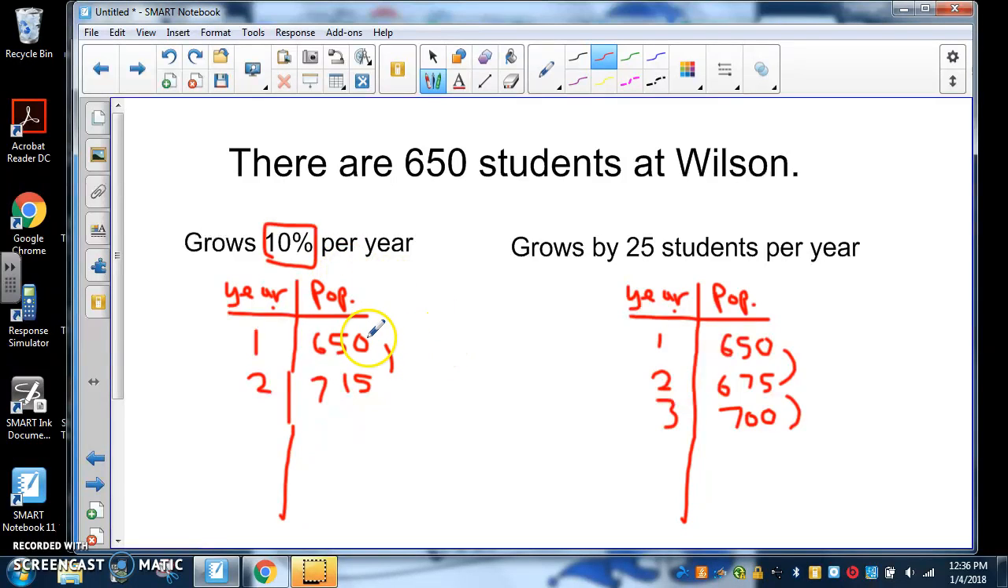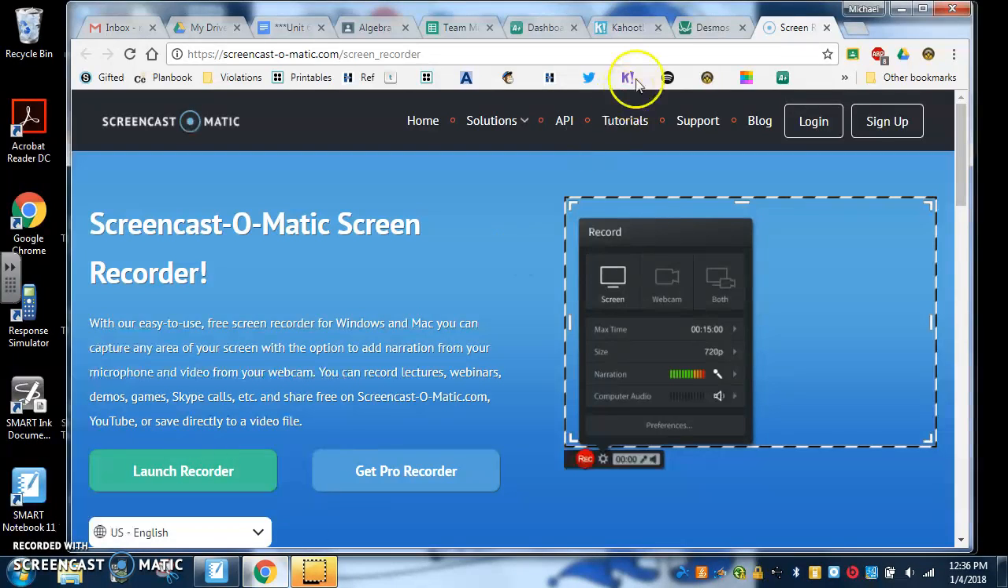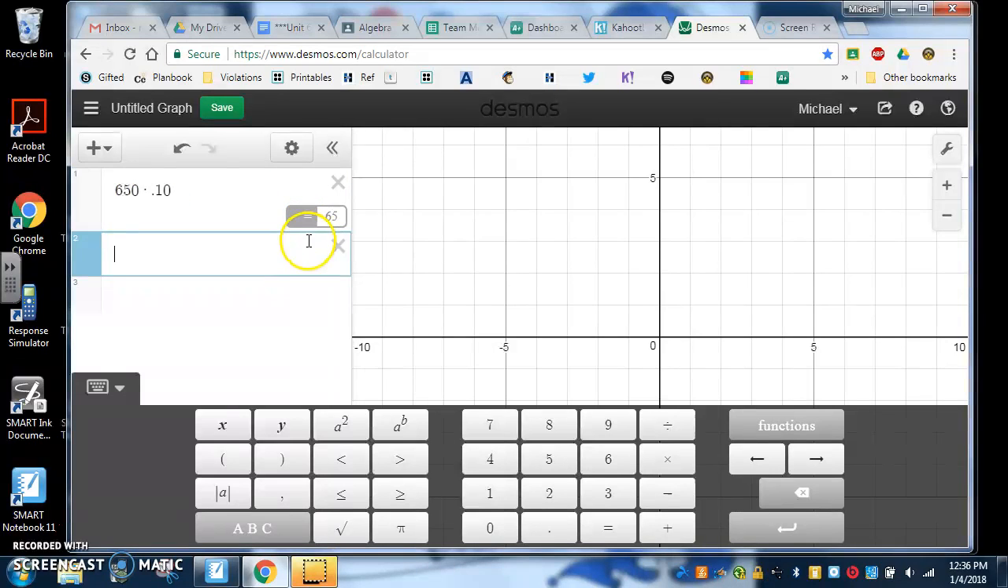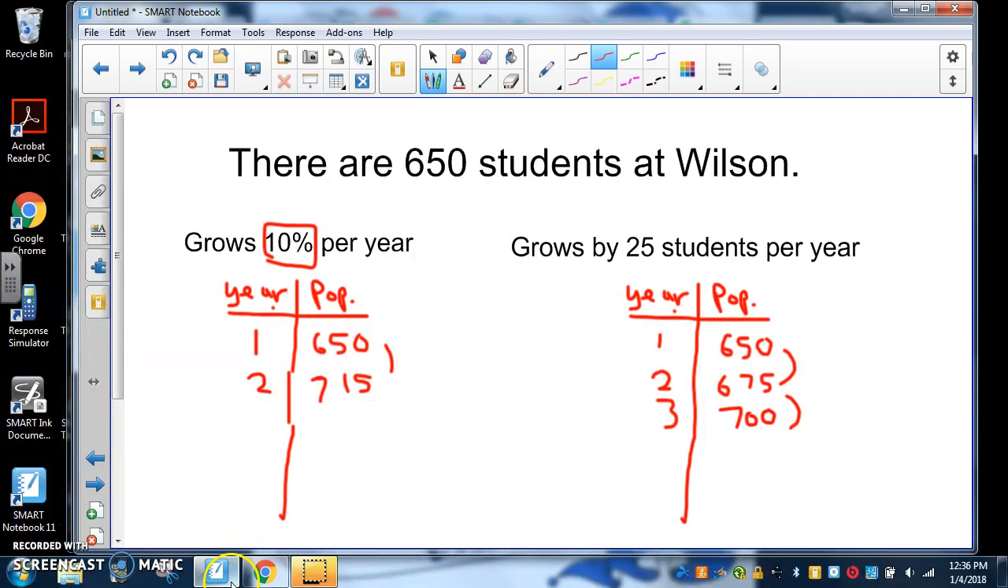You can literally just find 10% by using a calculator. I'm going to use Desmos, so let's say I have 650. To find 10%, it's super easy. Just multiply by 0.10. So 650 gives 65, and then I can just add that. 65 plus the number of students I had. Now I have 715. Looks like my math was right after all.